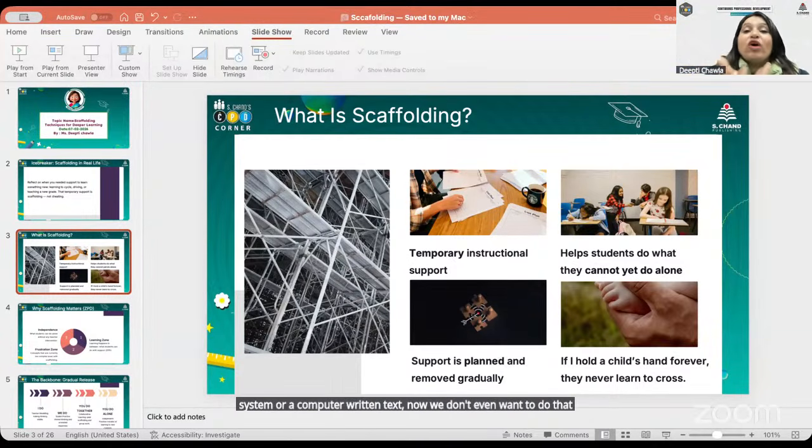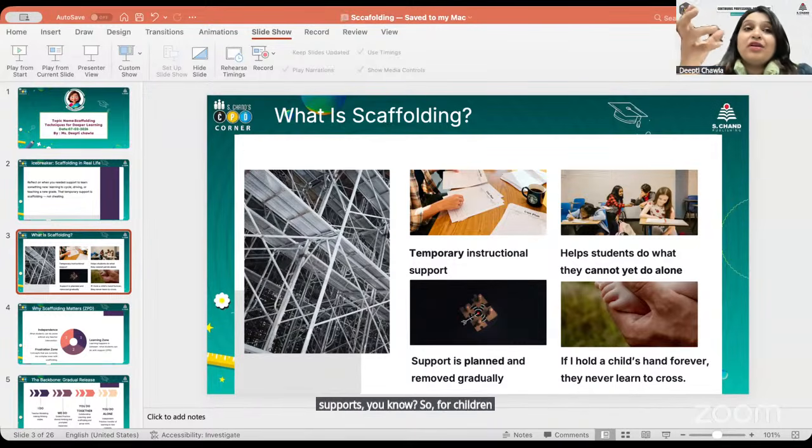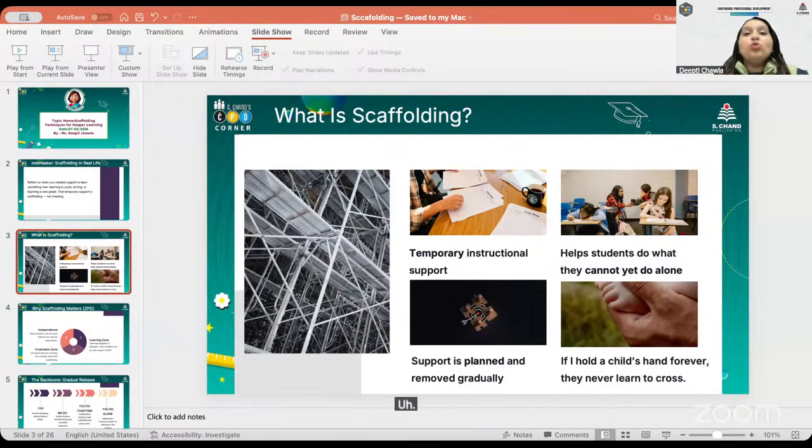So everywhere there are voice supports. So for children, in this world where everything is reduced to a specific number of characters, it becomes extremely important to provide them with these kinds of visual scaffolds, because for them and for you to sustain their interest over a longish text, an extensive text, which requires you to explain a little.